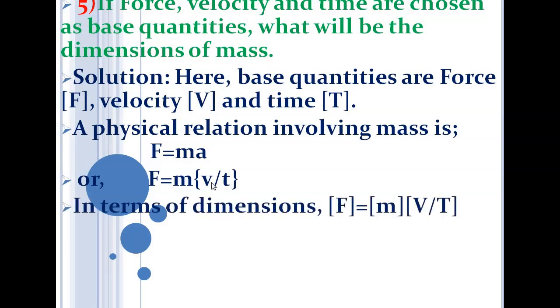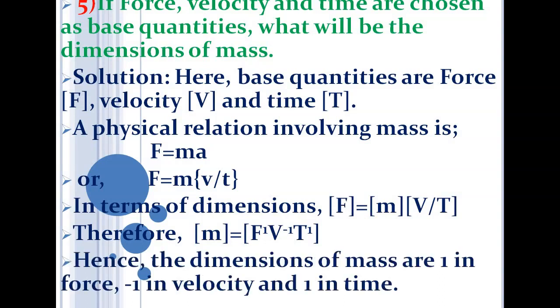Now in terms of dimension, F has the dimension F, it is mentioned in the question. After m we have to find the dimension. Velocity has the dimension V, it is mentioned, and time has T. Then the dimensional formula for the mass in terms of F, V and T is F^1 V^-1 T^1.